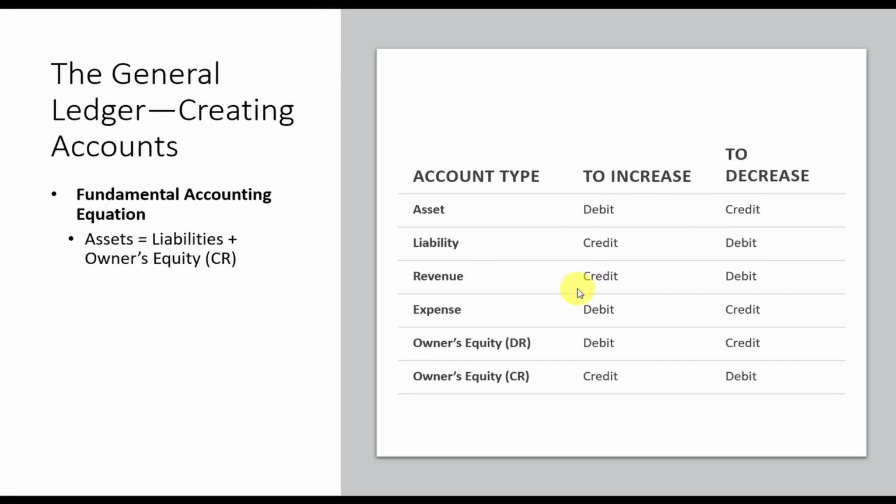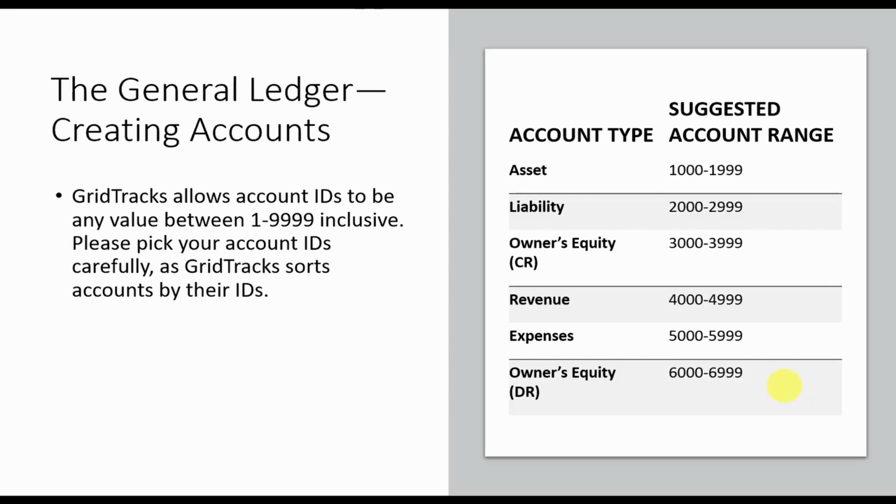Revenues increase when credited, decrease when debited. Expenses increase when debited, decrease when credited. Owner's equity DR here represents owner's equity debits or drawings and dividends. And those, of course, increase when debited, decrease when credited. And of course, your net worth or your owner's equity CR increases when credited, and decreases when debited, as you would expect.